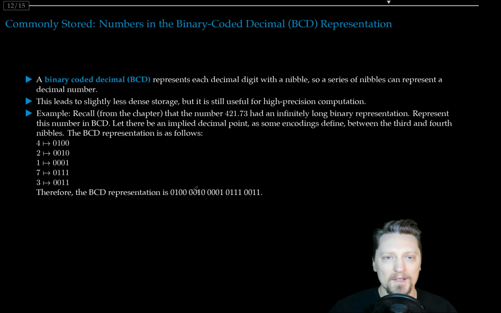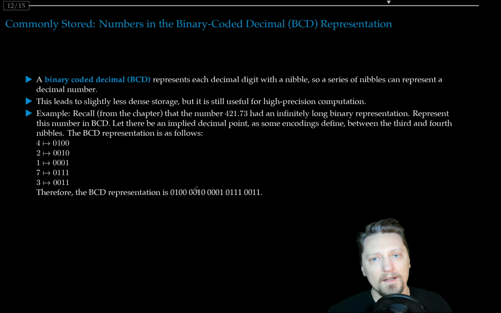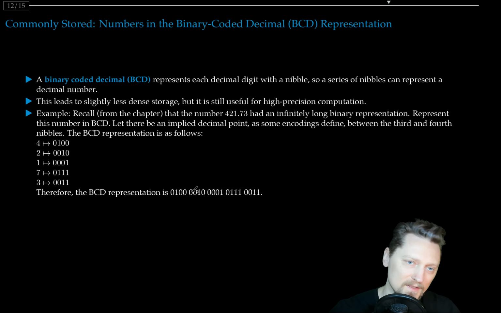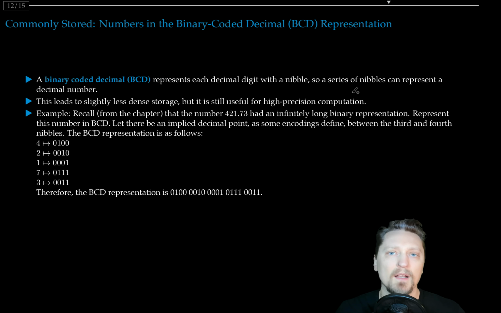Okay, another thing commonly stored: numbers in binary coded decimal, or BCD, representation. Binary coded decimal represents each decimal digit with a nibble, so a series of nibbles can represent a decimal number. This leads to slightly less dense storage, because we could store more things in a nibble than each of the 10 characters. But it is still useful for high precision computation.